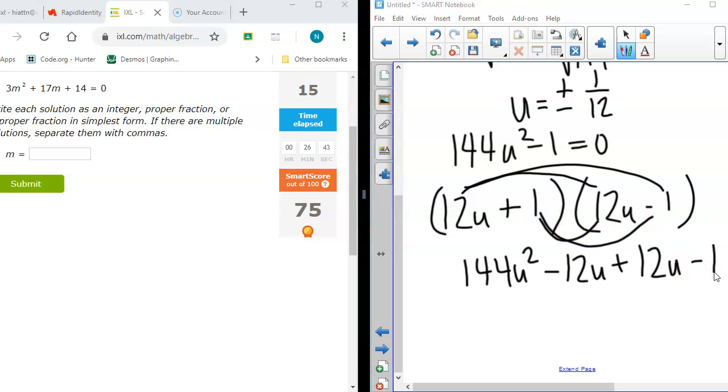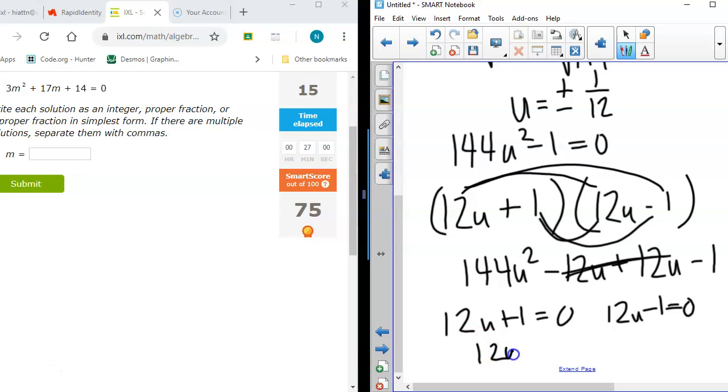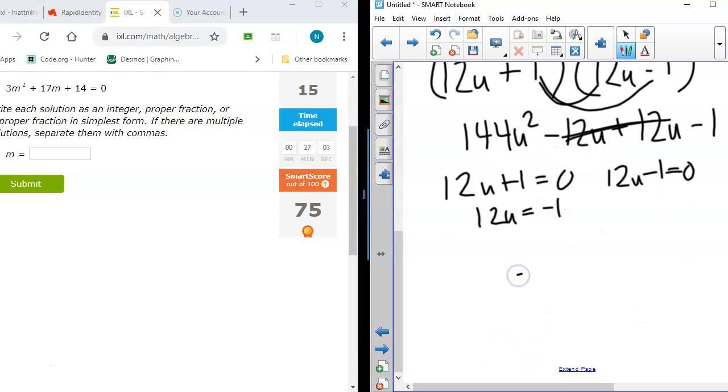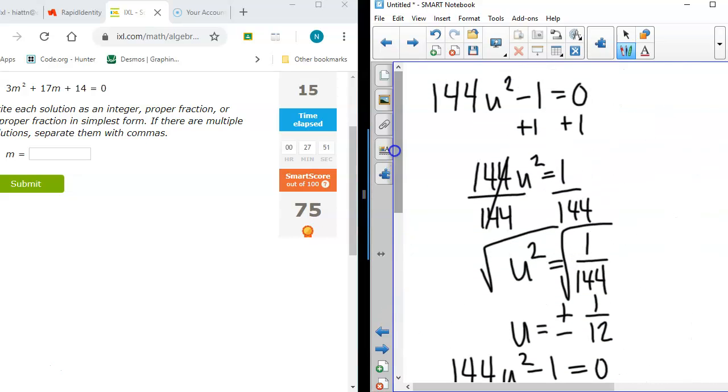Okay, so if you put those together, these two cancel out right here, and so you get 144u squared minus 1, so you could set each one of those equal to 0. 12u plus 1 equals 0. 12u minus 1 equals 0, and so that's 12u equals negative 1. Divide by 12, u equals negative 1 over 12. And over here, 12u equals 1. And then here, u, and you'll get 1 over 12 here. So that's another way you can get those two answers. I think the first way is a little easier, but it's up to you on what you want to do.